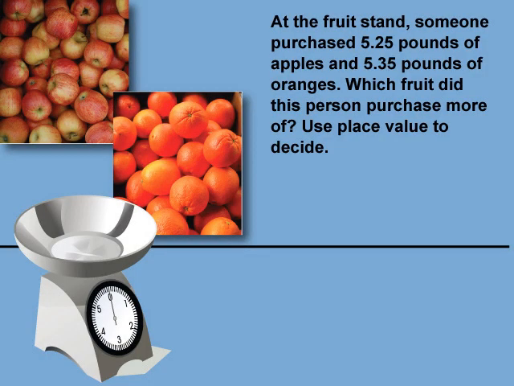At the fruit stand, someone purchased 5.25 pounds of apples and 5.35 pounds of oranges. Which fruit did this person purchase more of? Use place value to decide.